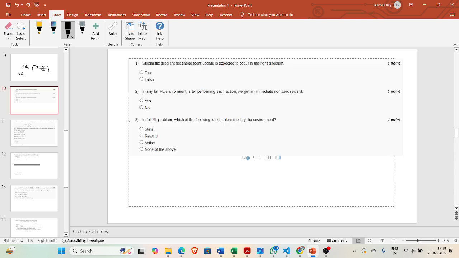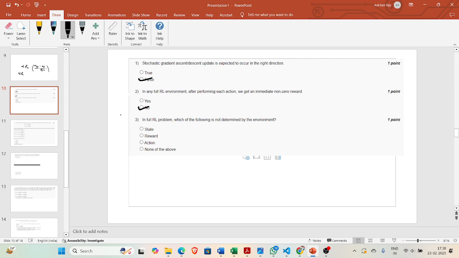So it may not occur in the right direction, because when you are taking a few samples at a time, it may not point towards the right direction. So the answer is false. Next: in a full RL environment, after performing each action, we get an immediate non-zero reward. Not necessarily. The answer is no, because in the return formulation, you can see that after many steps, after summing all the steps, we get a reward. So not immediately.